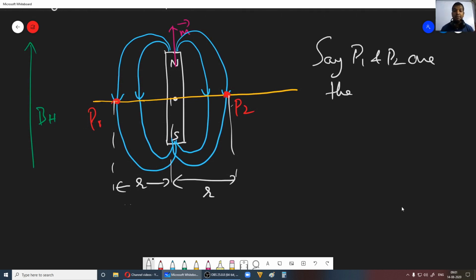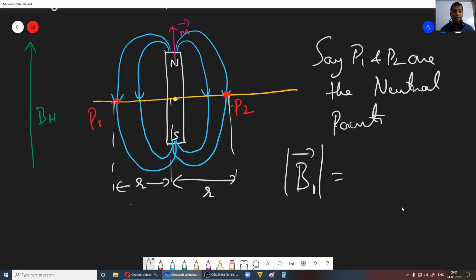P1 and P2 are the neutral points. Here we are getting two neutral points. Now the magnitude of magnetic field at P1 is B1, which you get by drawing a tangent. B2 is the magnetic field at P2.